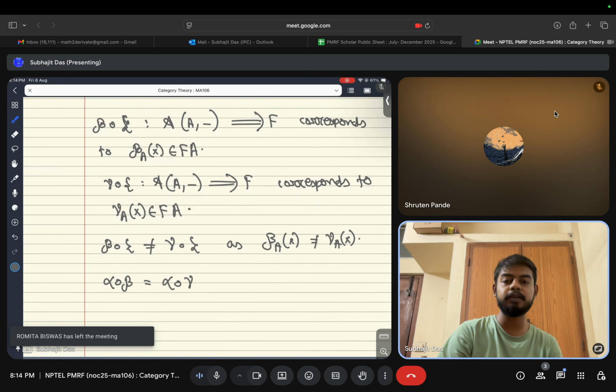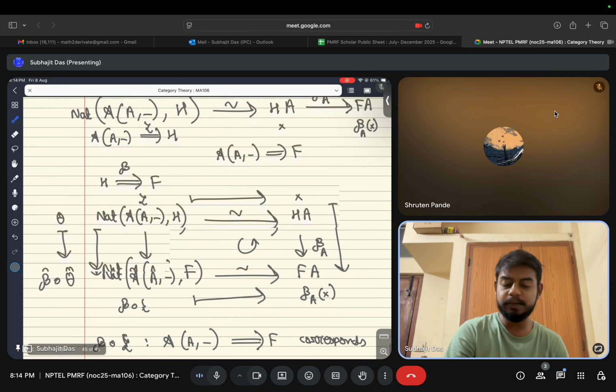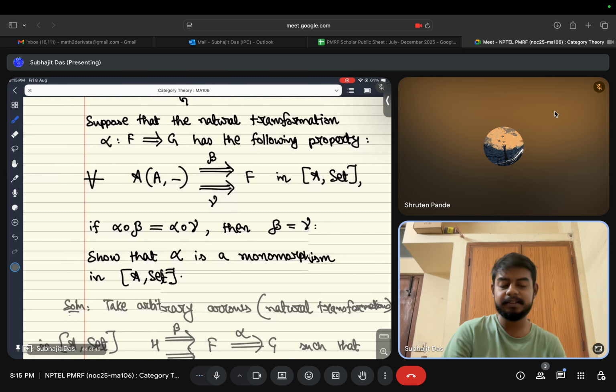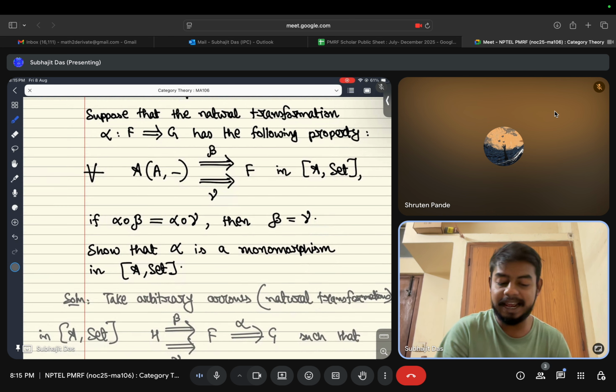So how can you conclude now? I mean, we wanted to show beta is equal to gamma. We instead assumed that beta is not equal to gamma. So we should arrive at a contradiction, right? We haven't used this property yet, right? That if we take two maps beta and gamma such that alpha composed beta is alpha composed gamma, then beta must be equal to gamma.